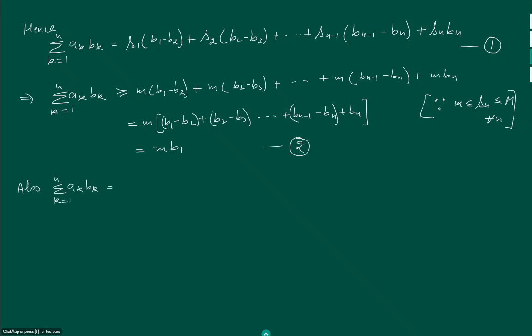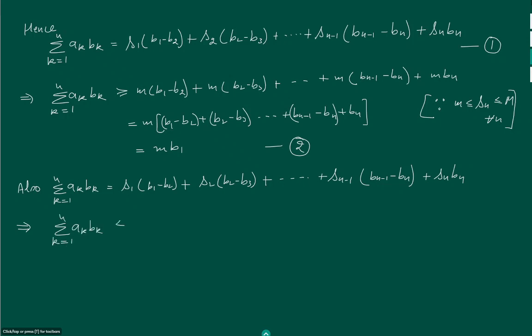Also, this summation AkBk, k varies from 1 to n, which is S1 into B1 minus B2 plus S2 into B2 minus B3 plus Sn minus 1 into Bn minus 1 minus Bn plus Sn into Bn. This implies this summation AkBk, k varies from 1 to n, is less than or equal to capital M into B1 minus B2 plus capital M into B2 minus B3 plus capital M into Bn minus 1 minus Bn plus capital M into Bn. Why? Because Sn is less than or equal to capital M for all n.